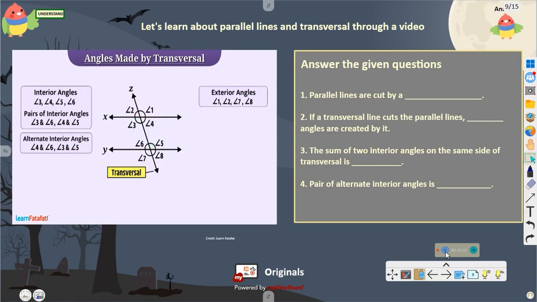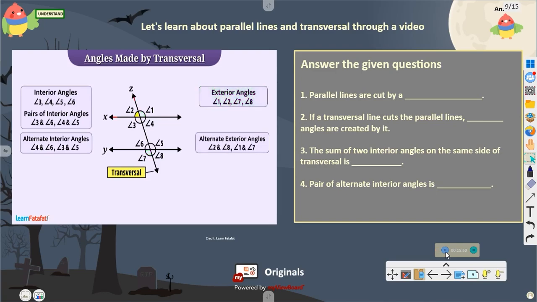Now, let's talk about exterior angles. In this, angle 2 and angle 8 have different vertices. Both are present on outer side of the transversal as well as they are on opposite sides of the transversal. Such angles are called alternate exterior angles. Here, angle 1 and angle 7 are also the pair of alternate exterior angle.